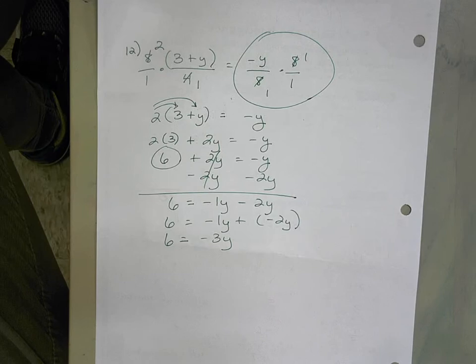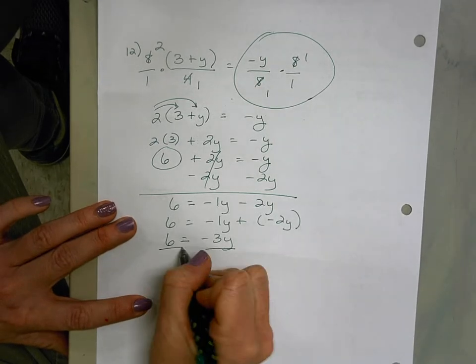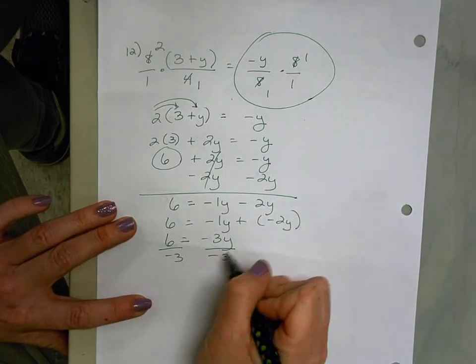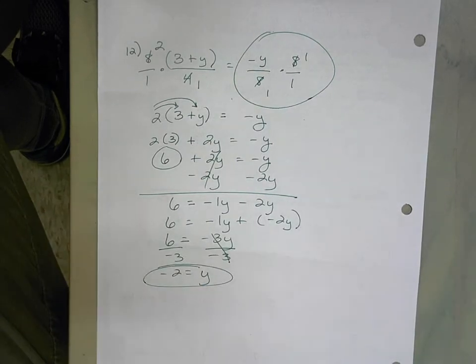How can we isolate the variable and get y all by itself? Rue? Divide everything by negative 3. Very good. So we get y equals negative 2.